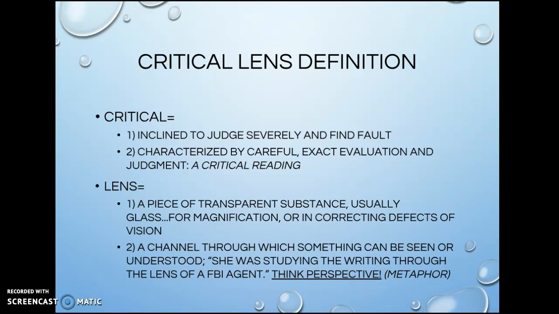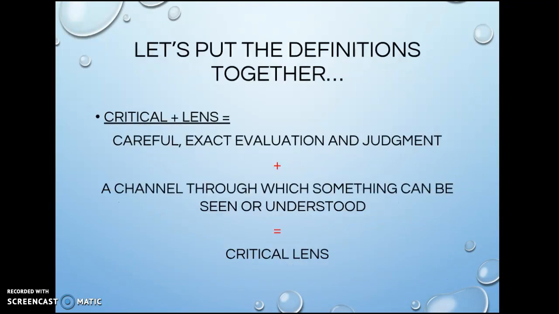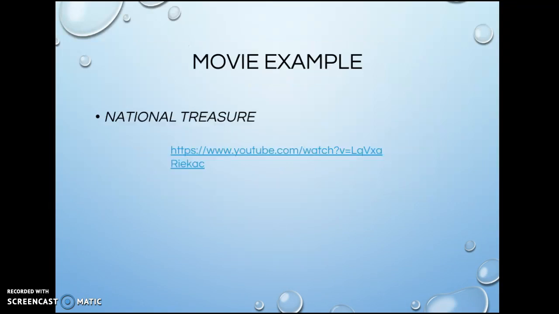We're not, when we use critical lenses, actually looking through a piece of glass, but it's the way we're looking at a text. So putting it together, critical plus lens, it's a careful, exact evaluation and judgment, a channel through which something can be seen or understood. Okay, that is a critical lens.